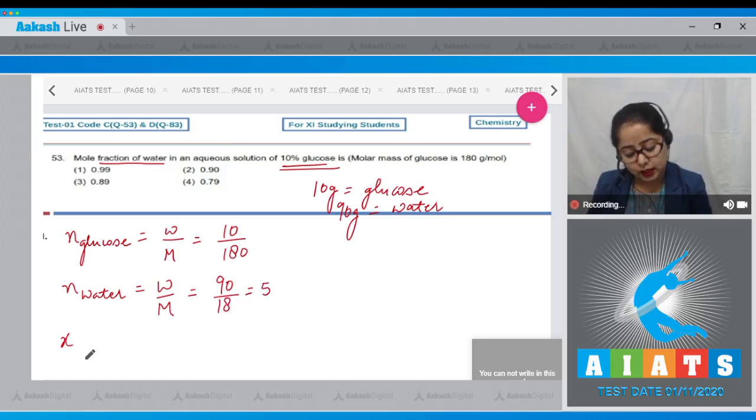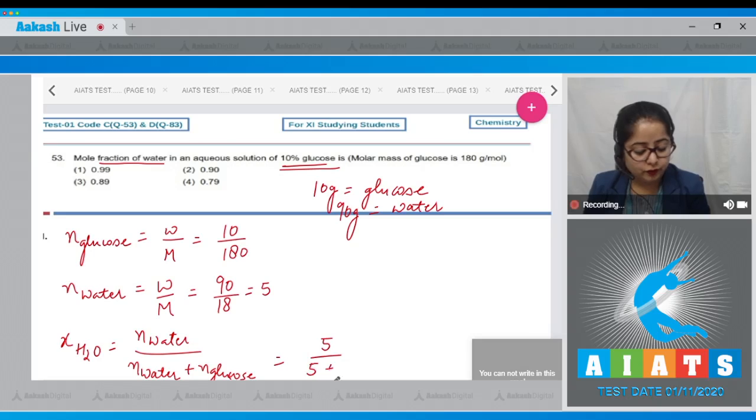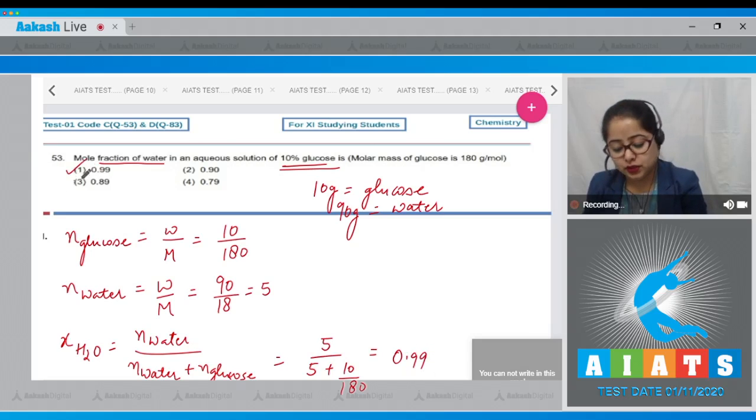Now student, we can calculate the mole fraction of water. Number of moles of water upon number of moles of water plus number of moles of glucose. So 5 plus 10 upon 180. Students, you have to multiply this. I have already multiplied this and the answer is 0.99. That means the correct answer for this question is option number 1.